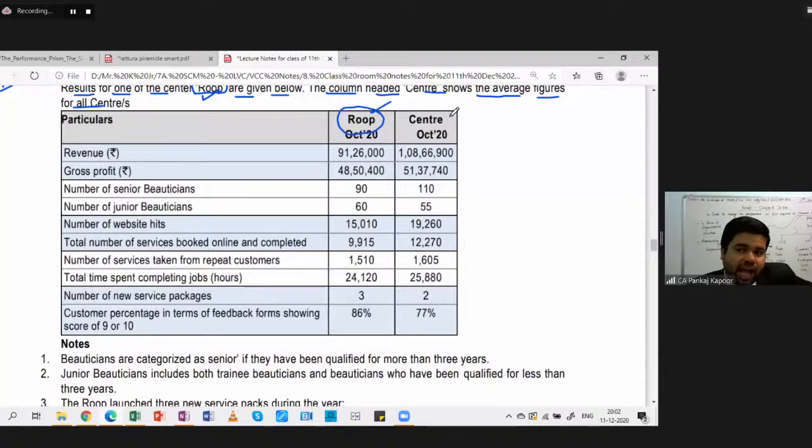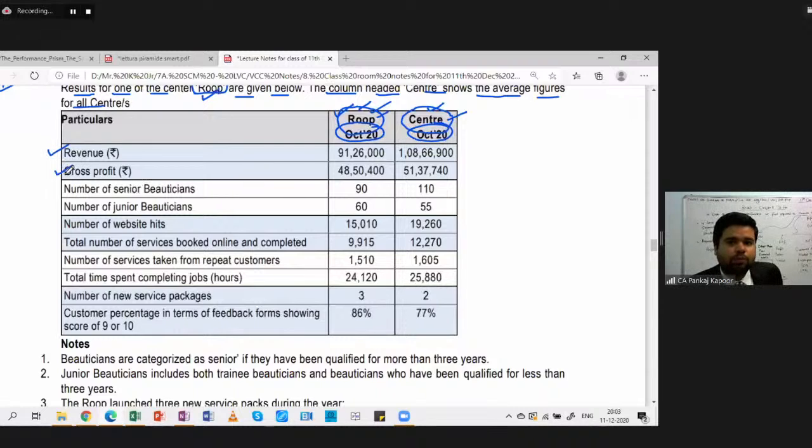And this is the average data for the centers other than Roop, which means it is the average company performance, while this is the individual center's performance. Okay. Likewise, there is some MACD chain, and this is the MACD of an individual place, and this is the average data for the MACDs elsewhere in the country. Agreed? I hope you get what data is written below. So the data for the month of October 2020 is given to you.